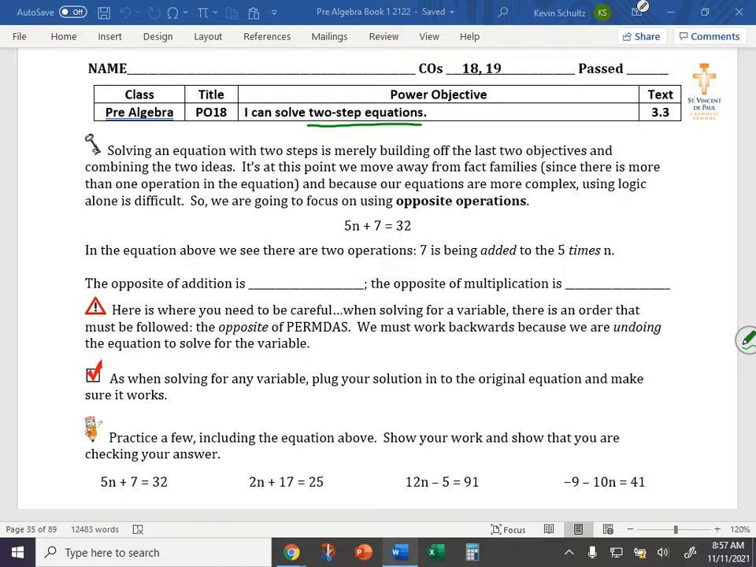What operations are in this equation right here? 5n plus 7 equals 32. We have, Tony? No. We have addition and we have multiplication. Okay?